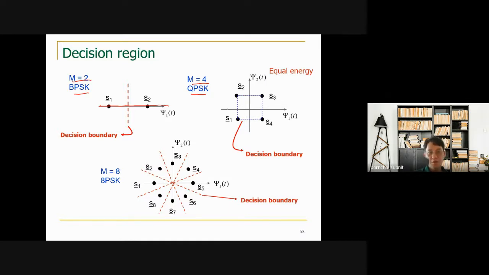If there are 4 symbols here, these dotted lines are the connecting lines, and we have to draw lines perpendicular to these connecting lines. These are called decision boundaries. We can construct different decision regions, and then divide into these regions.